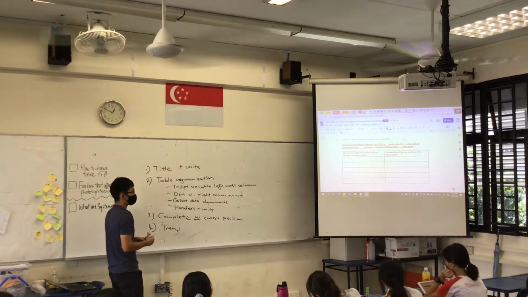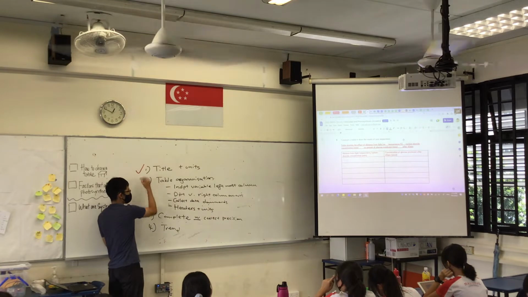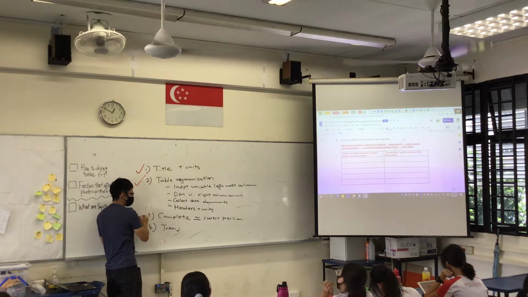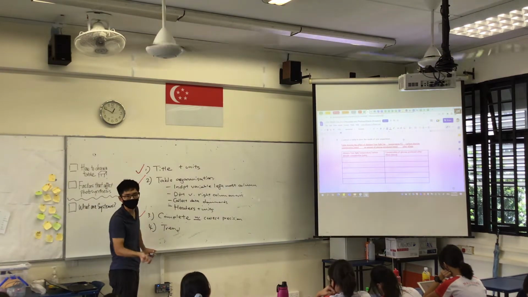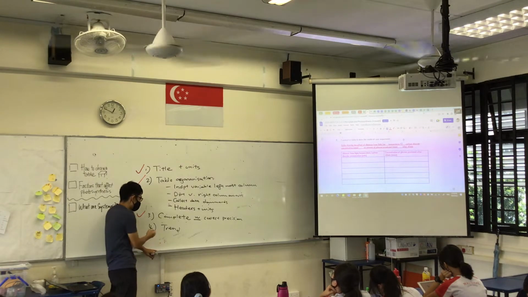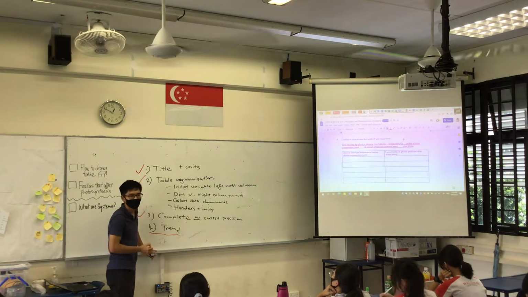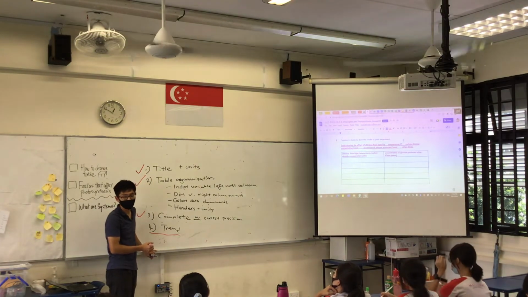Three of these points are within your control: title, table organization, and you collect all the data possible. It's the last one that's out of your control. Okay, but what does this mean?